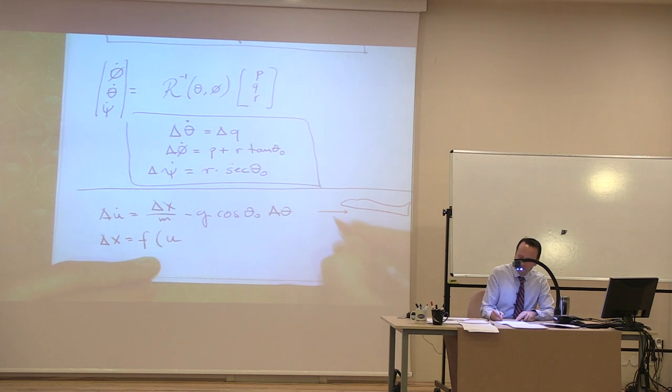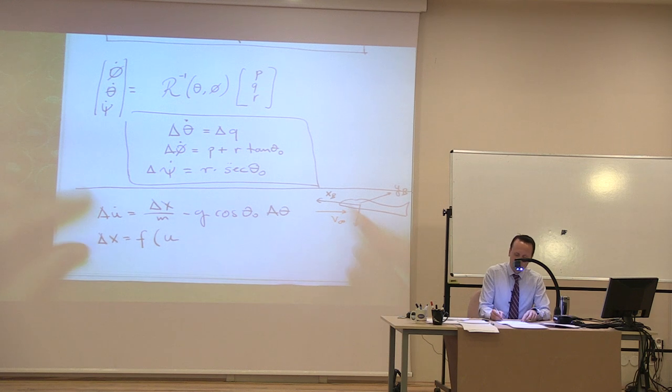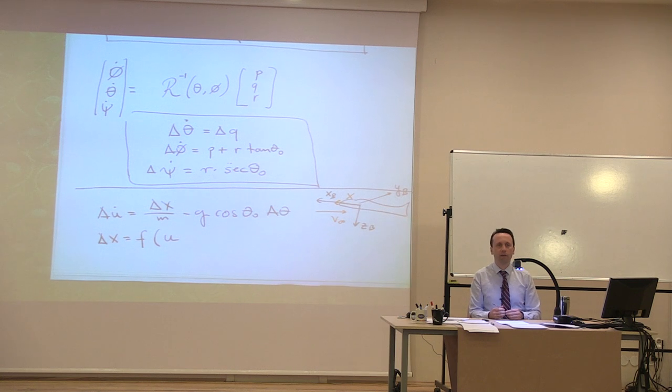V infinity. And that's x body, and this is z body, and this is y body. All right? Now, question is delta X, what is delta X? This is delta X. This is X, the perturbation of X.